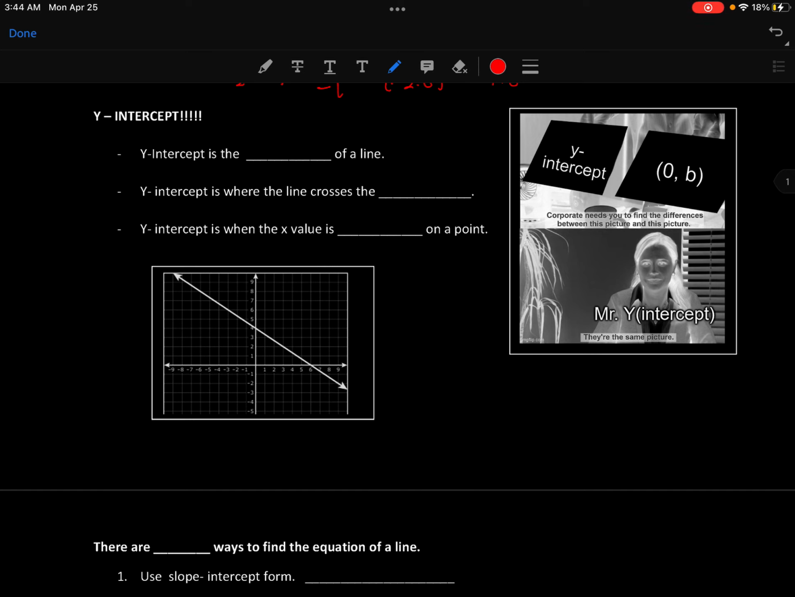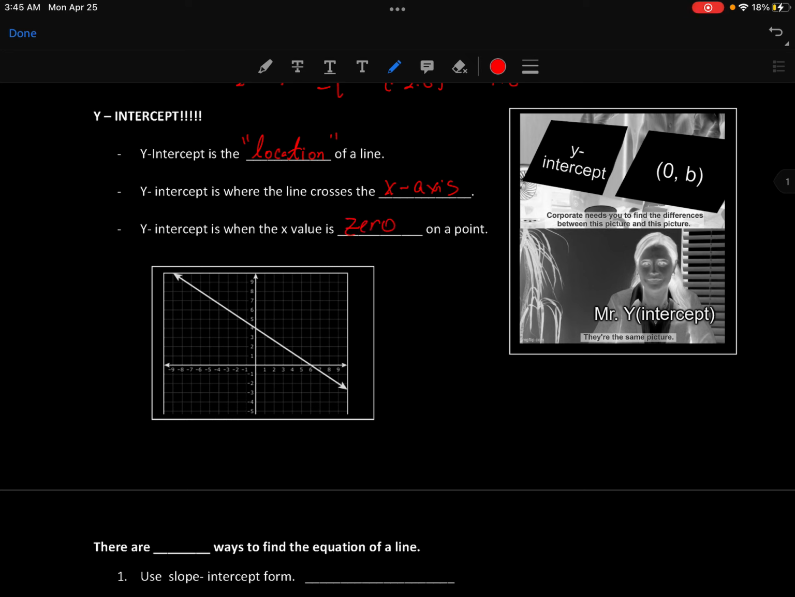Now, what is the y-intercept of the line? Y-intercept is the location of a line. Y-intercept is where the line crosses the x-axis. The y-intercept is when the value of x is 0 on a point.